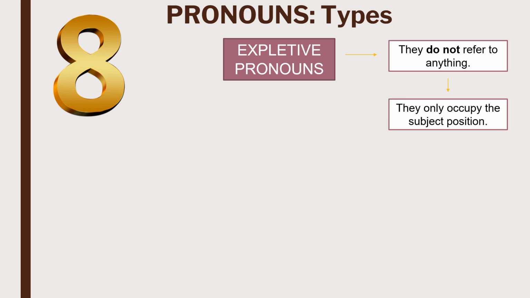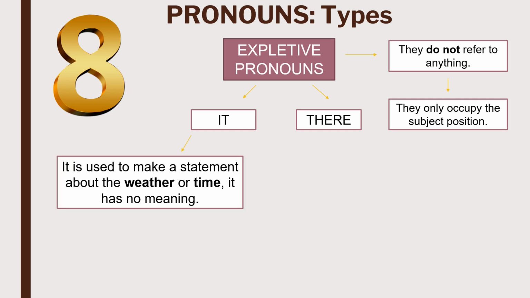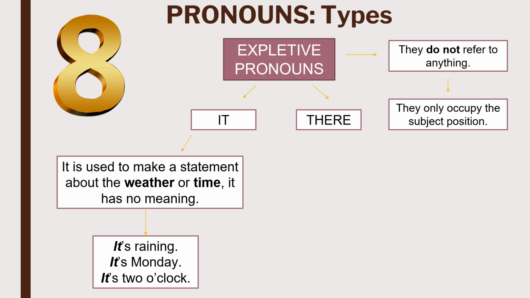In English we have two types of expletive pronouns. One is it and the other one is there. The first one, it, is used to make a statement about the weather or time, and it has no meaning. For instance, it's raining, it's Monday, or it's 2 o'clock. In these examples, the subject position is occupied by expletive it, and it has no meaning.